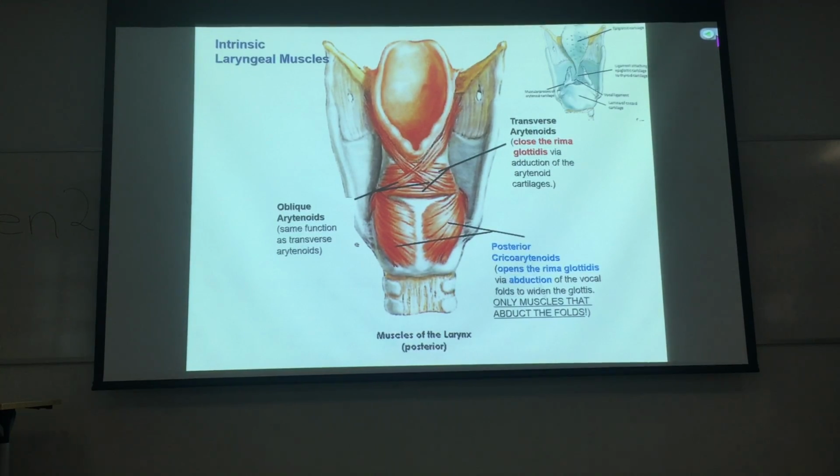Posterior cricoarytenoid is the only muscle that abducts the vocal folds.